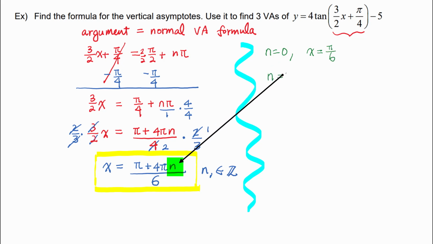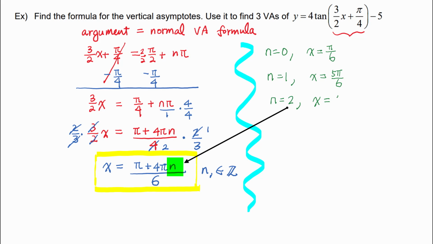And if n equals 1, let's do it mentally. If n is 1, 4 pi times 1 is 4 pi. 4 pi plus pi is 5 pi. So you get 5 pi over 6. N equals 2, you will get x equals 2 times 4 pi is 8 pi. 8 pi plus pi is 9 pi over 6. But then this one reduces, right? So let's reduce. 3 goes there twice. 3 goes there 3 times. So it is 3 pi over 2.